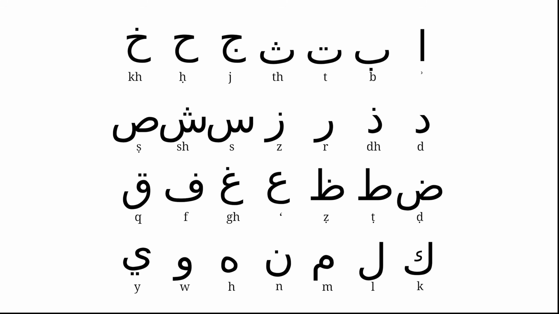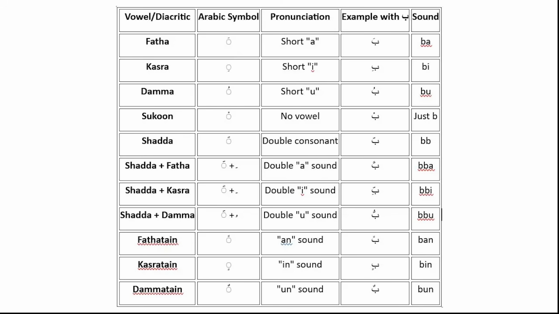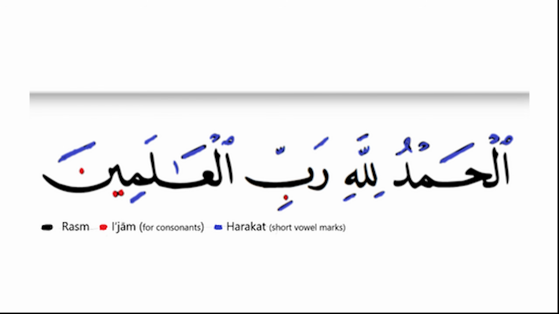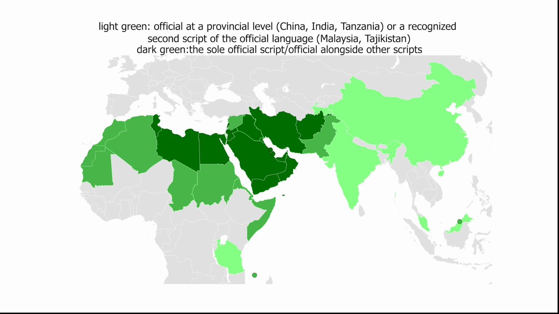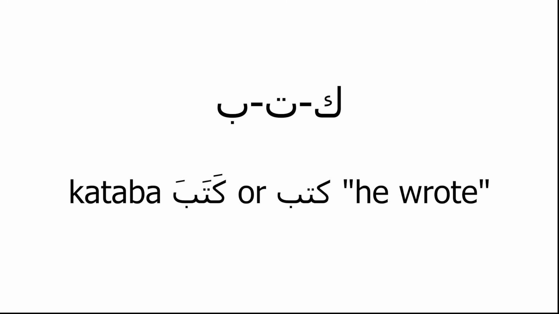Abjads are consonant-focused systems where letters primarily represent consonants, with vowels inferred from context or optionally added via diacritics, making them compact for languages where meanings stem from consonant roots. For example, in Arabic, used for Arabic, Persian, Urdu, and others, the root ktb relates to writing. Context distinguishes kataba, he wrote, from kitab, book.